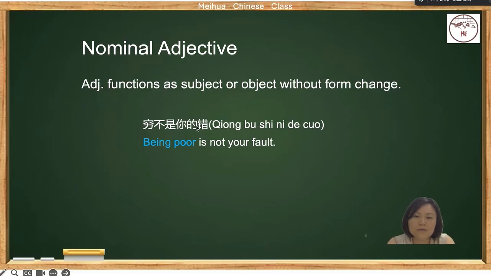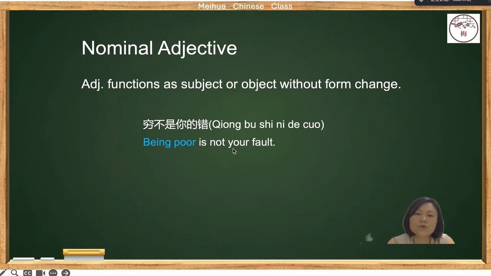This is a correct sentence in Chinese. No grammar issue at all. But in English, can we say like this? Poor is not your fault. Of course, we cannot. Why? Because an adjective cannot function as the subject.